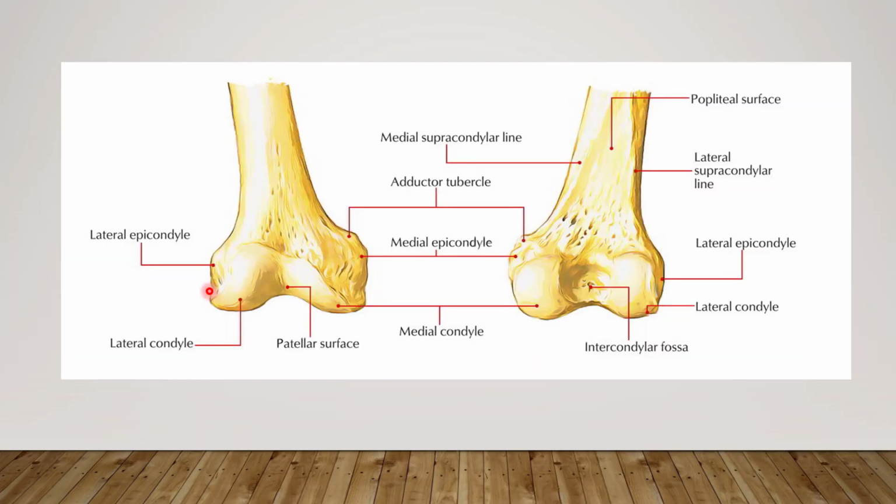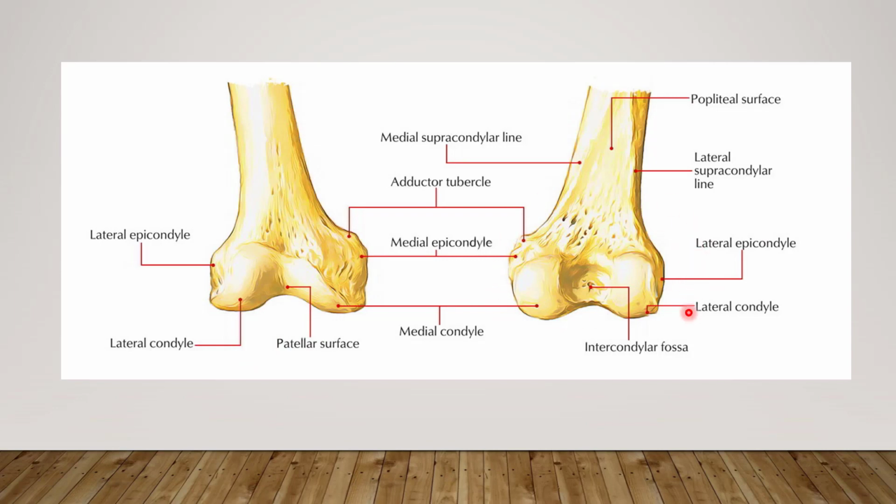See here again the lower end of the femur. This is the lateral side of the femur, having the lateral condyle and lateral epicondyle. This is the medial side, having the medial condyle and medial epicondyle, and there is an adductor tubercle over the medial epicondyle. There is a patellar surface on the anterior surface of the femur.